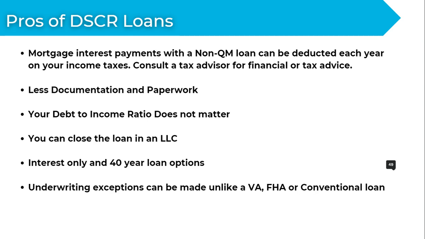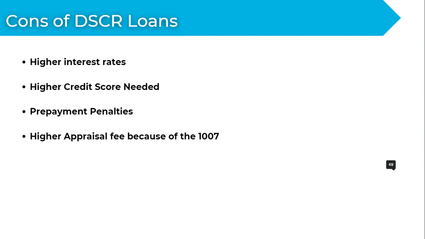They're looking at the risk, and it doesn't make sense for them to loan on that property. Some of the cons of DSCR loans are higher interest rates, a higher credit score that's needed, prepayment penalties, and higher appraisal fees because they also require the 1007, which is the appraisal of rents. Now we'll get into each and every one of these in more detail.